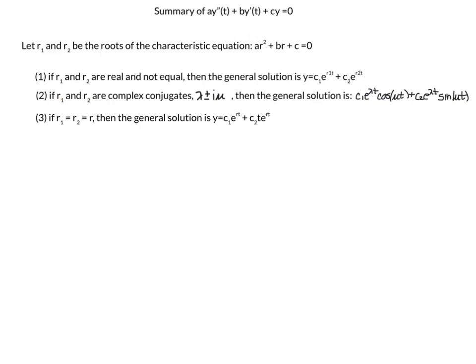If r1 and r2 are complex conjugates, that is lambda plus or minus i times mu, then the general solution is y equals c1 e to the lambda t times cosine mu t plus c2 e to the lambda t times sine mu t. And finally, what we covered in this video, if r1 is equal to r2, so we'll just say it's equal to r, then the general solution is y is equal to c1 e to the rt plus c2 t times e to the rt.